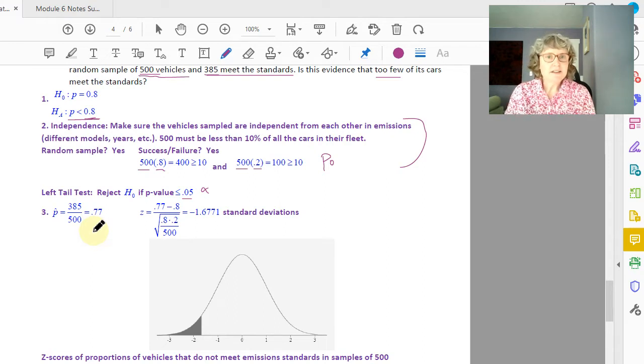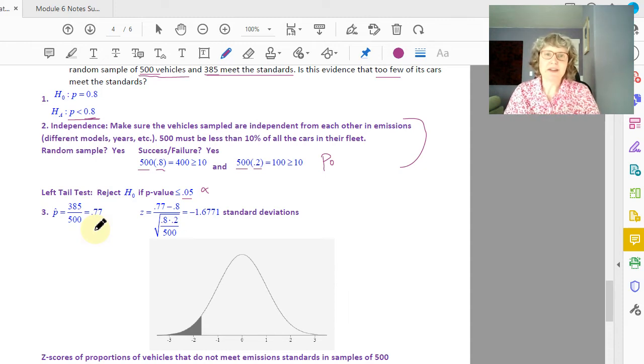The question is, is that significantly less, or is it just due to chance? Because this 500 is going to be different than this 500, or another 500, or another 500. Is it just that we got one higher or lower just due to chance, or is this significantly lower than 80%?